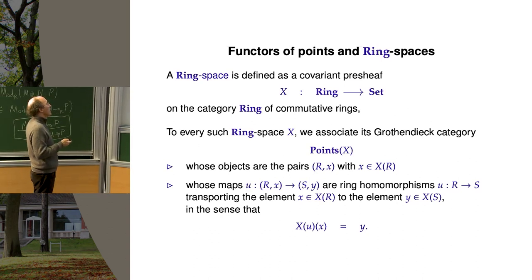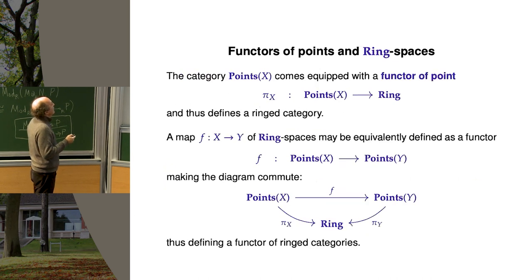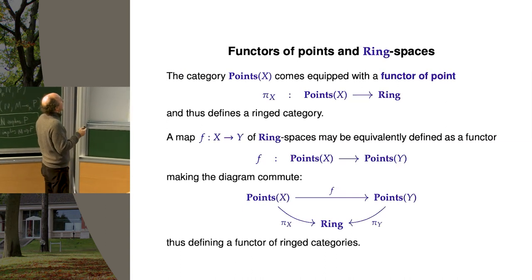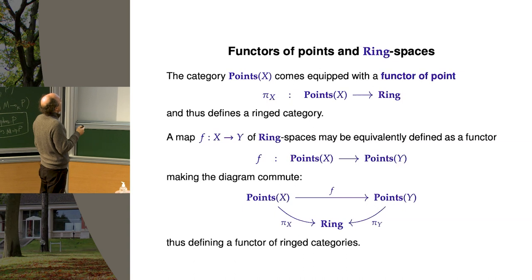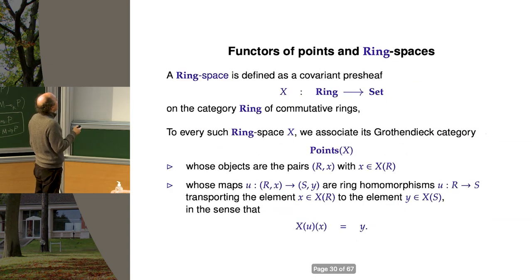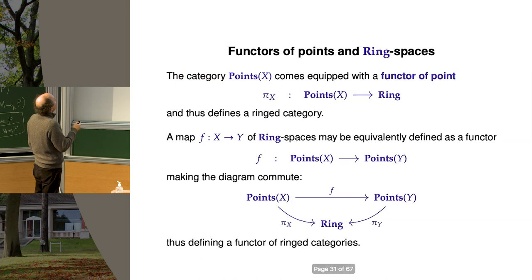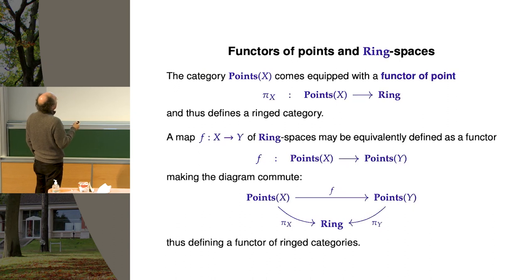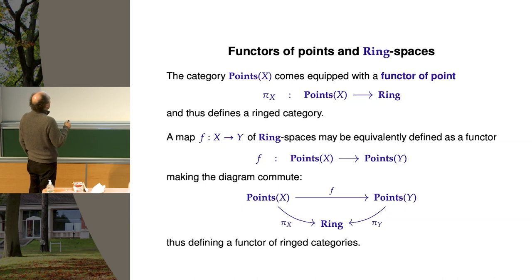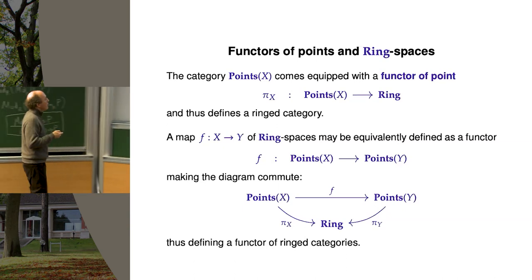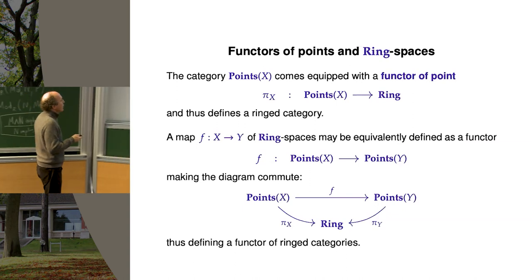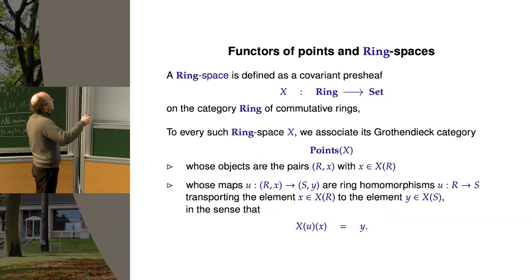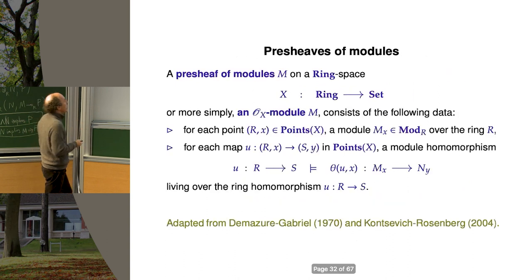Okay. So that's the Grothendieck category of points of X. And the category comes equipped with a functor of points to Ring. So as such, it's what I call a ringed category. So really, the intuition is that every ringed space defines a ringed category. And now a map of ringed spaces may be equivalently defined as a functor between the categories of points, making this diagram commute. So it's really a map of ringed categories. In a way, we're transporting the language of presheaves into the language of categories.